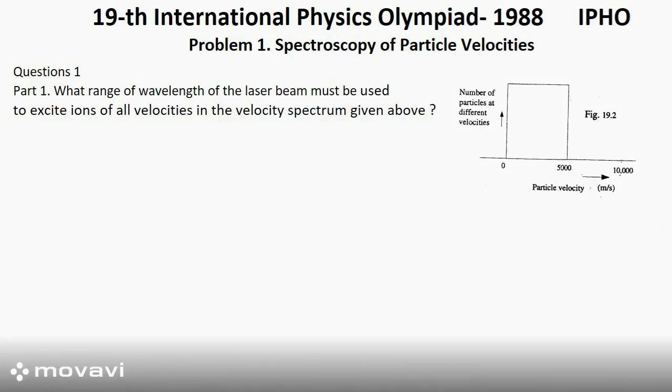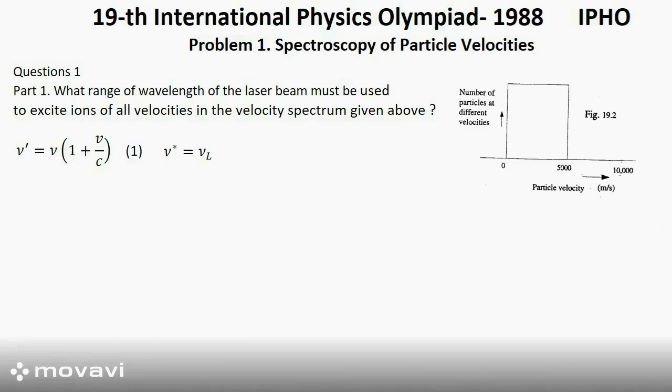Solution. Question 1. Part 1. Let v be the velocity of the ion towards the laser source relative to the laser source. Nu prime, the frequency of the laser light, is observed by the observer moving with the ion, that is, in the frame in which the velocity of the ion is 0, and nu, the frequency of the laser light, is observed by the observer at rest with respect to the laser source. The classical formula for Doppler's effect is given as nu prime equals nu times (1 plus v over c), formula 1.